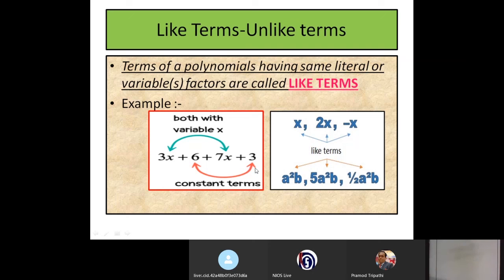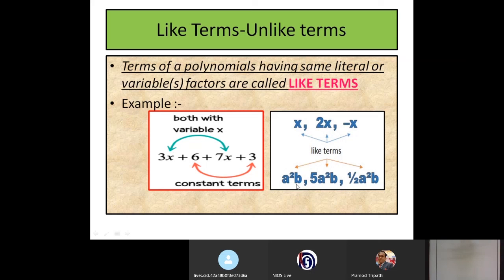In the second case, we see x, 2x, and minus x. The literal factor is x. In the second case, the literal factor is also x. In the third case, the literal factor is also x. So x, 2x, and minus x are all like terms here. Similarly, in the one below, a square b, 5a square b, and 1 by 2 into a square b. The literal factors in the first term are a square b.